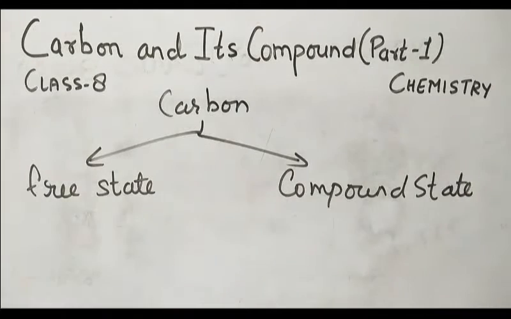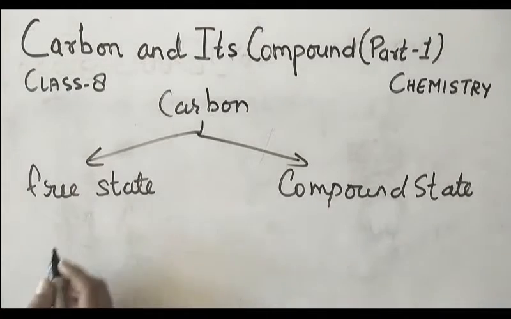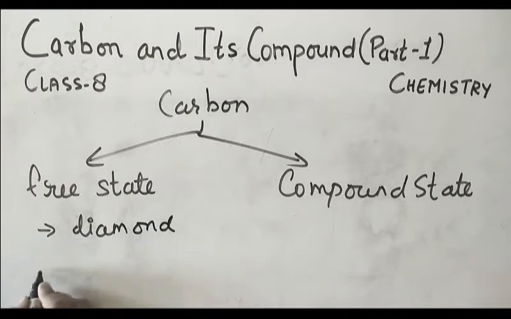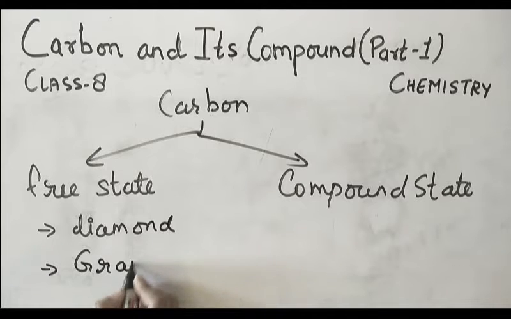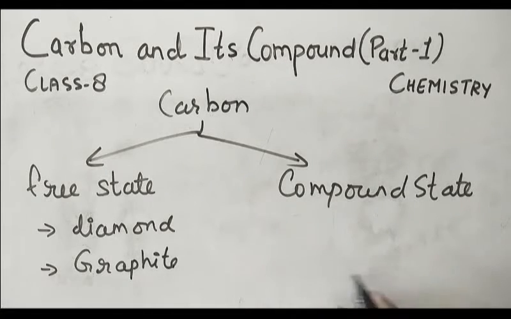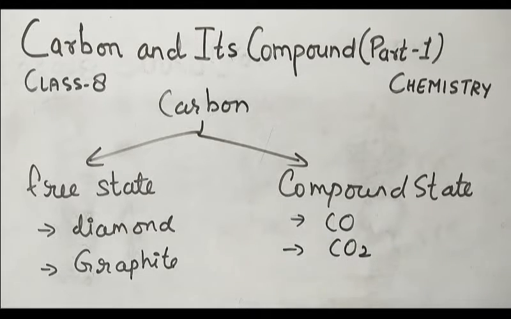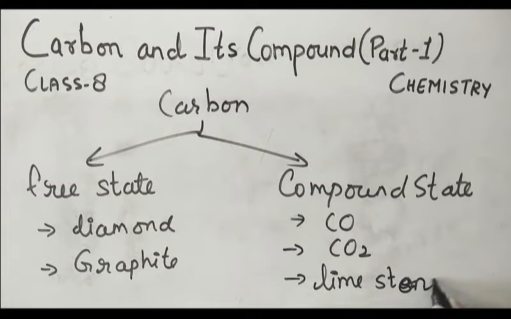Okay, so if we discuss the free states of carbon, some examples are diamond and graphite. And examples of compound state are carbon monoxide, carbon dioxide, then limestone, that means CaCO3. So these are some forms of carbon, that means the compound state and the free state.